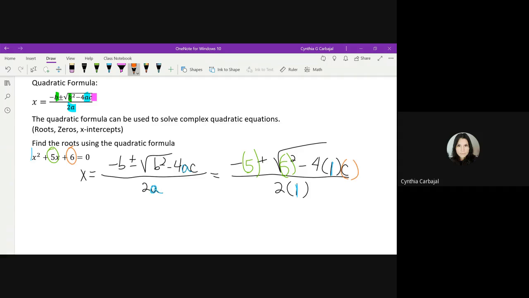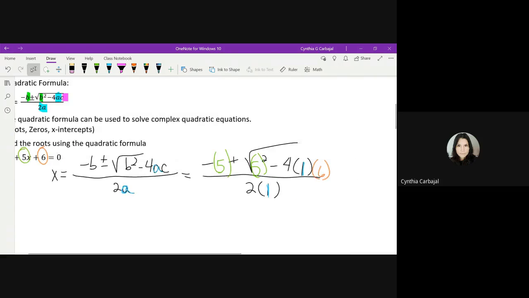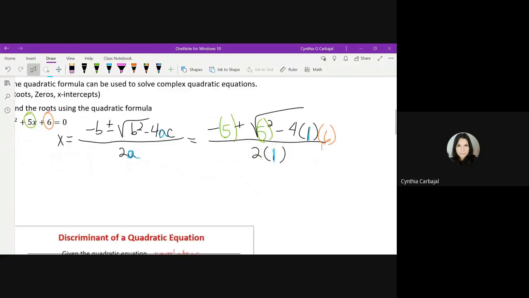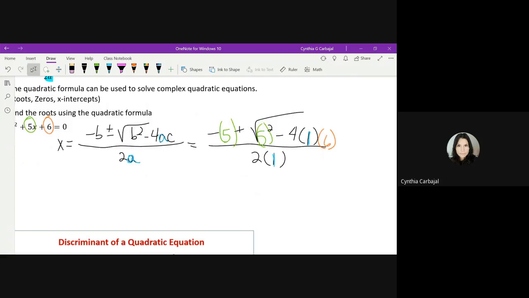And that's it. There's only one spot for the c. So I'm going to delete that c and I'm going to plug in that 6. Okay. Then we're going to do the math. I know this looks ugly, but you actually did the hardest part already. We've done it. It's substituting. After that, it's not that bad.